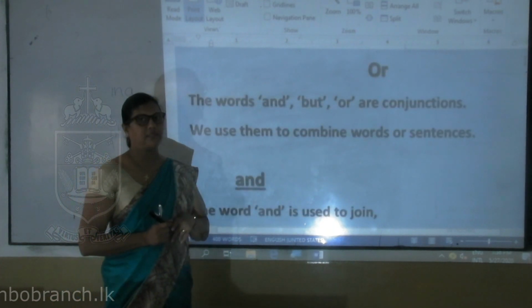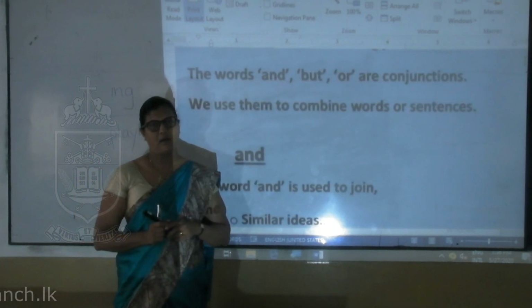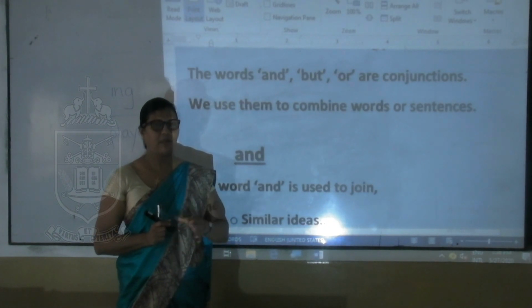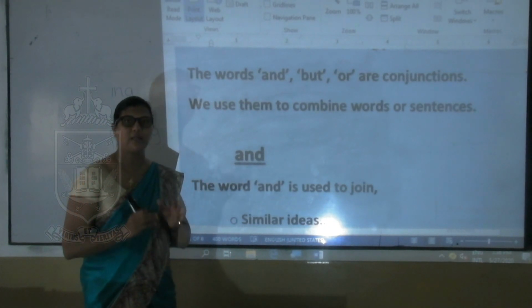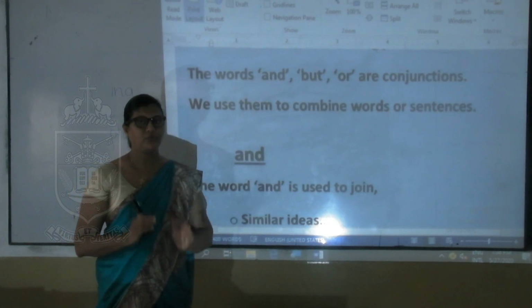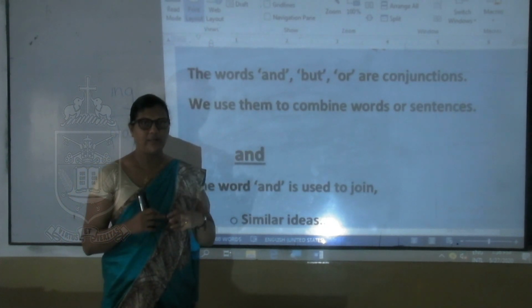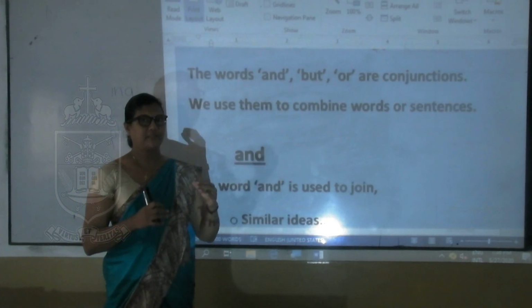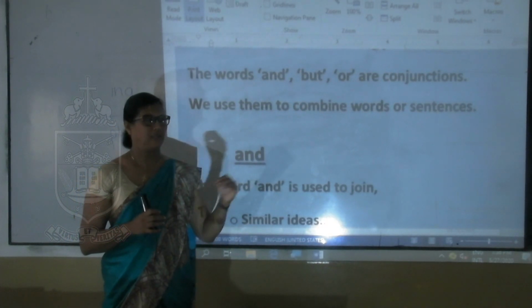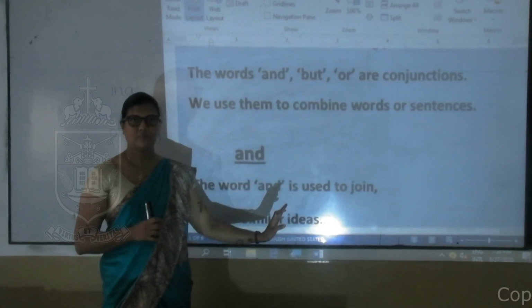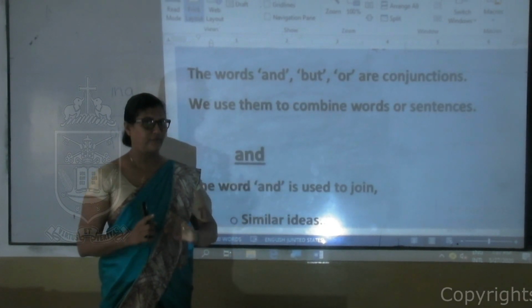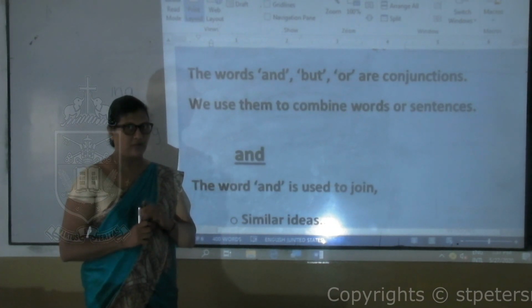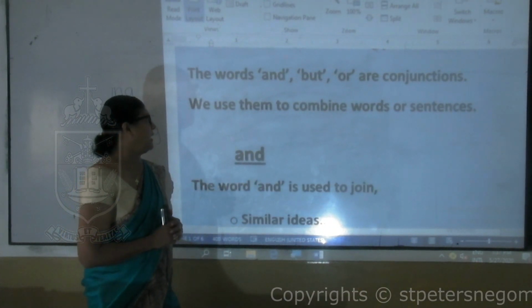Right, I'm going to tell you what conjunctions are. I think you all have heard this word, but I just remind you now. Conjunctions are the words which we use to combine or join words or sentences. And we take two sentences and use one of these words and make one meaningful sentence. So we call these words conjunctions. There are a lot of conjunctions.